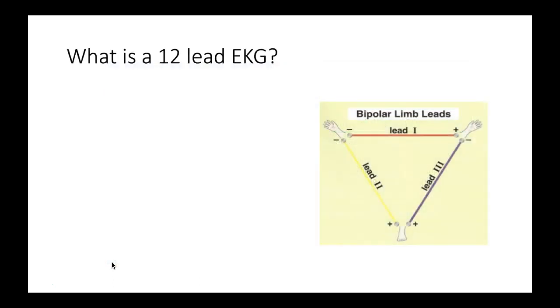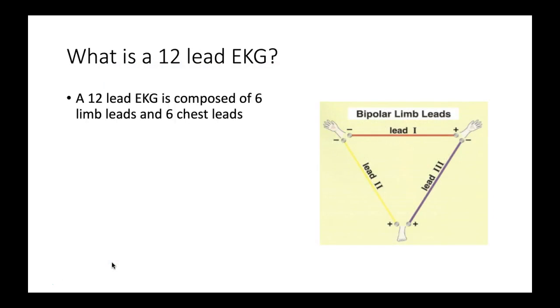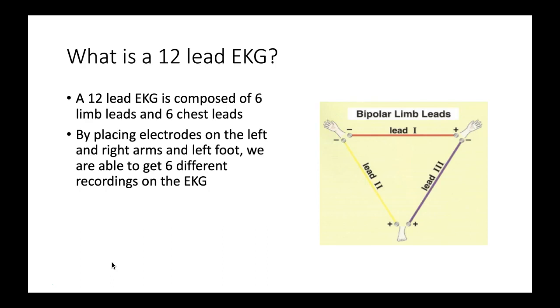And now we're going to discuss the 12-lead EKG and how we obtain the 12-lead EKG. The 12-lead EKG is comprised of 6 limb leads and 6 chest leads. When we put the electrodes on the left and right arms and left foot, we're able to get 6 different recordings on the EKG. Basically, it's 6 different angles that the camera is looking at the heart.